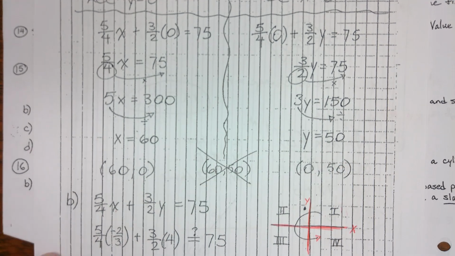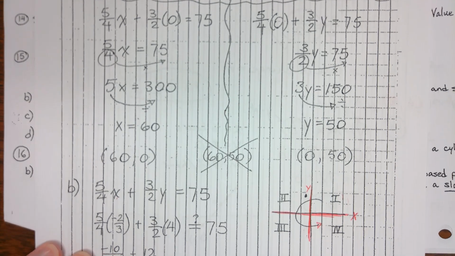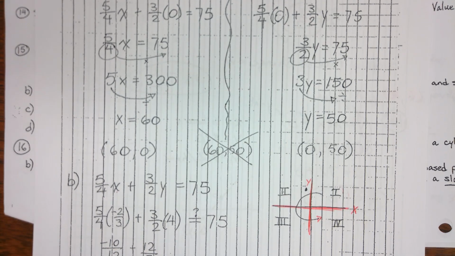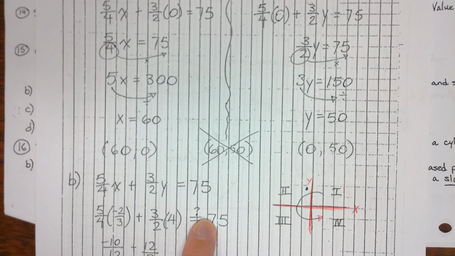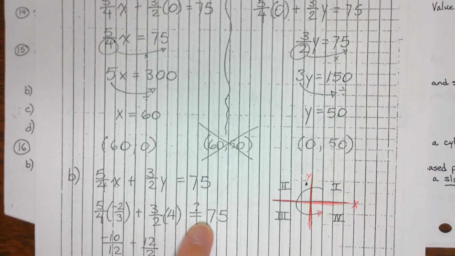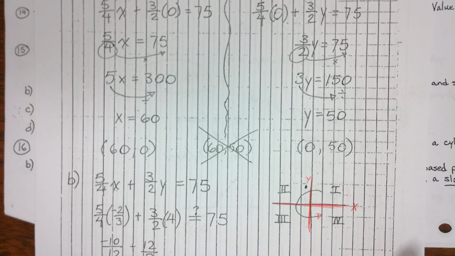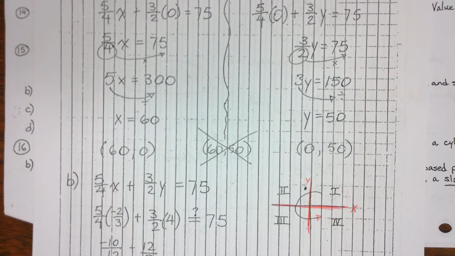Okay, and then part B is asking if the point negative 2 over 3 comma 4, if that's on the line. So you're given the equation, so sub it in for your x and y and see if it equals 75 or not. So that one, it doesn't, and so it's not on the line.